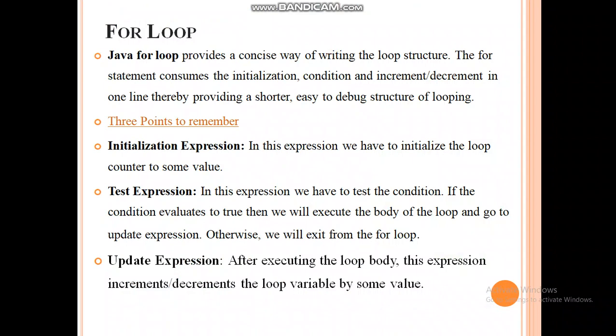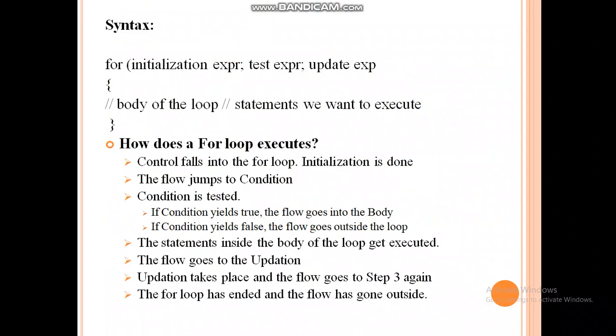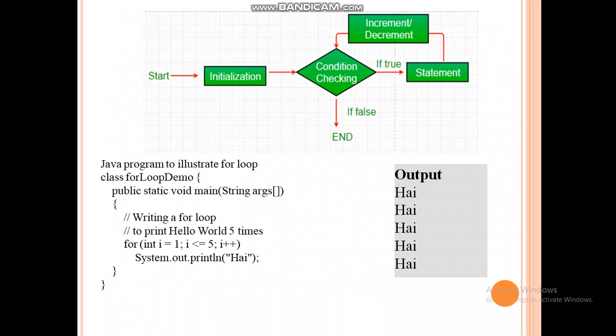The for loop has three parts. Remember: initialization expression, test expression, update expression. How does the for loop execute? Control falls into the for loop. Initialization is done. The flow jumps to the condition. The condition is tested. The flow will execute until the condition is true. If the condition is false, the flow has gone outside the loop. This is the flowchart for the for loop.